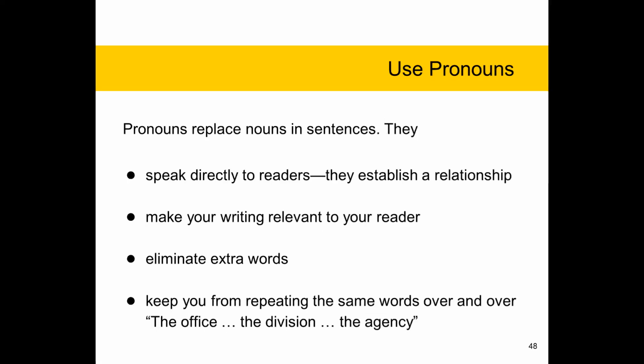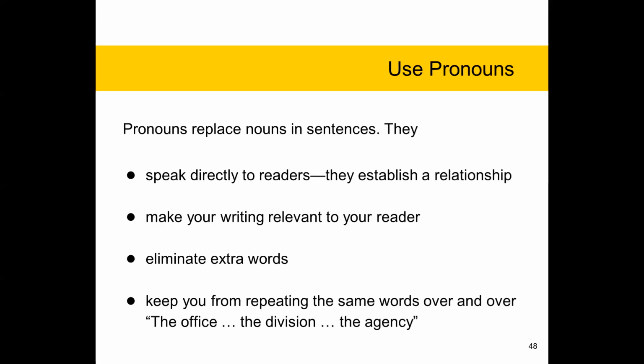So, as I started to say, pronouns are words that replace nouns in sentences or phrases. They have a couple of other advantages. They speak directly to readers. You might often see this when you have instructions, because instead of saying you must do these things, you must fill it out, you must send it, you can use what's called the imperative or command voice. That's the fill this out, send it to us, wait for a reply card.